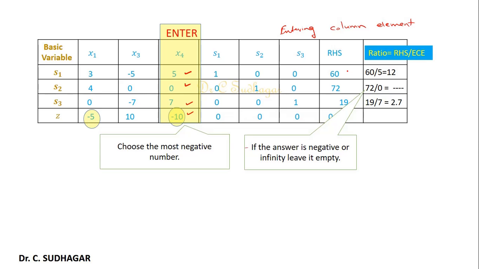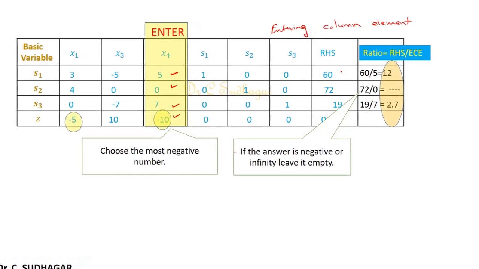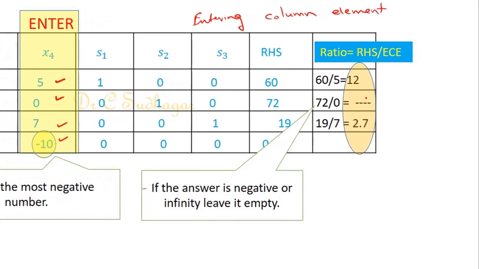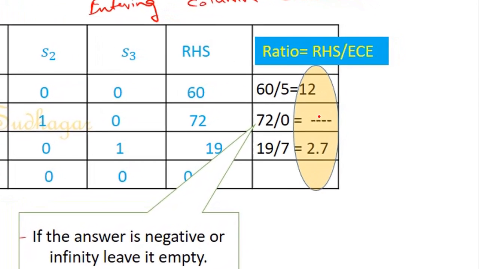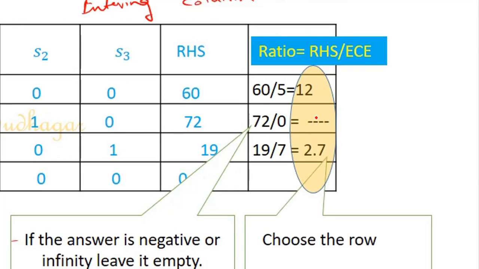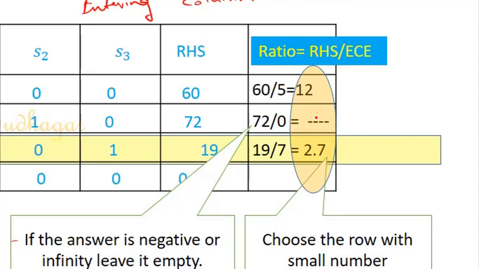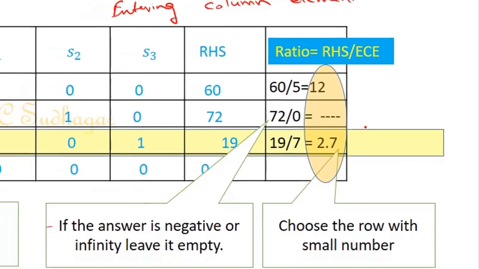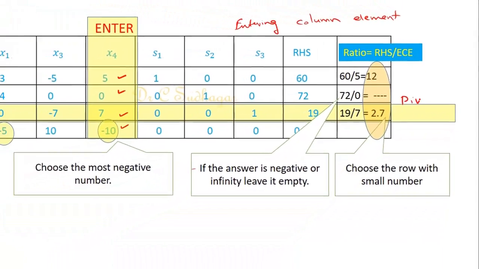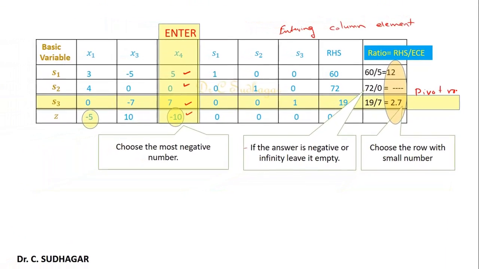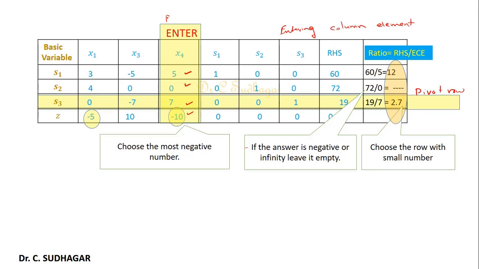Now look at these three values only. 12, some value, and 2.7. Here nothing is there, don't worry about it. So out of these three values, choose the small one. Okay, now mark this row. This row is called the pivot row, and this column is called the pivot column.